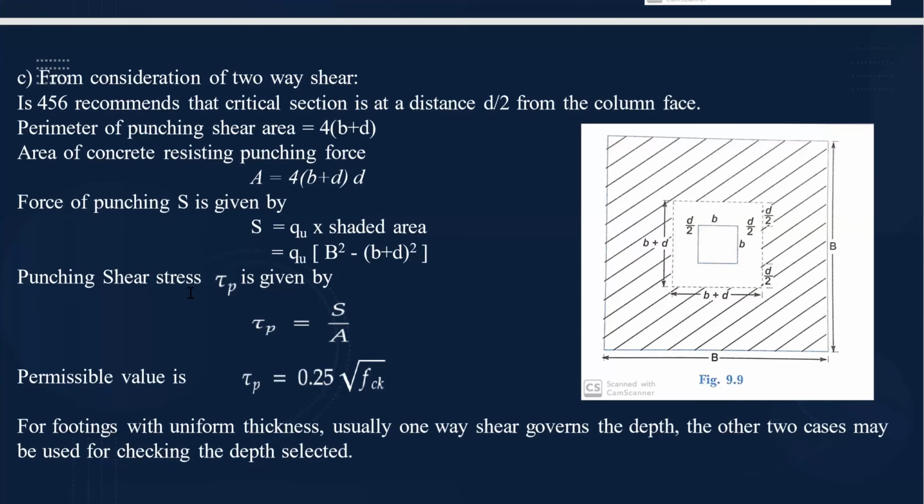The punching shear stress tau P is given by S by A, where S is the punching force and A is obviously the area of concrete resisting this punching force. Now, the permissible value of tau P is 0.25 times under root of FCK. Since you will have FCK in the question, you'll be easily able to calculate tau P. For footings with uniform thickness, usually one-way shear governs the depth, and the other two cases may be used for checking the depth selected.